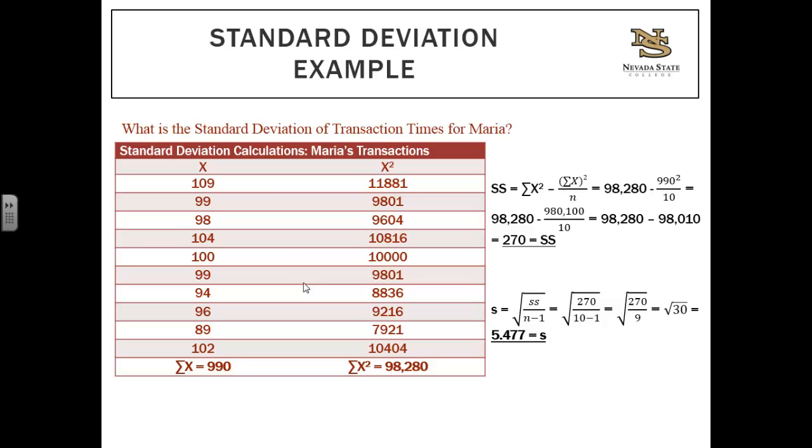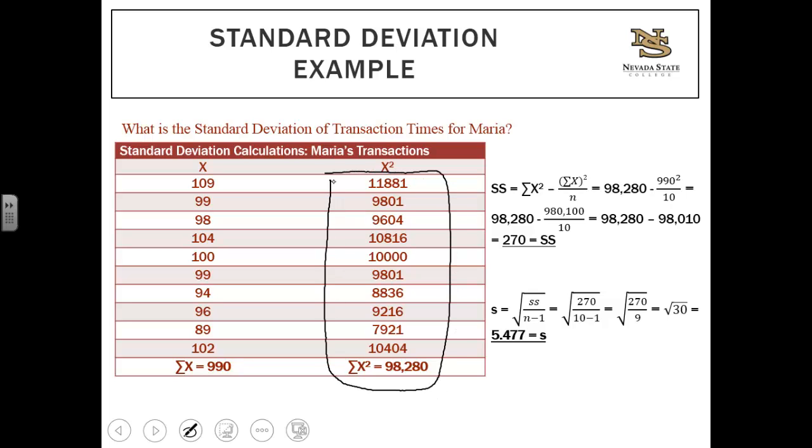To find the standard deviation for her, again, we have to start with finding the sum of squares. And the formula is much easier to understand when you're just using raw data. So we have to take each x value and square it and then add it together. Each x squared, so this is 109 squared, this is 99 squared, 98 squared, all the way down. Add those together, and that's where this 98,280 comes from.